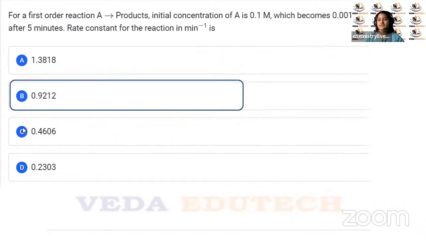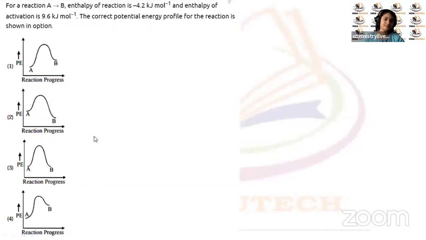I hope you all understood this much, and this was about your first order reaction. Let us move on to the next question. So next question on your screen, everyone, try it. Pause for a minute and try it. Important one. I've already discussed this kind. You need to see it again.